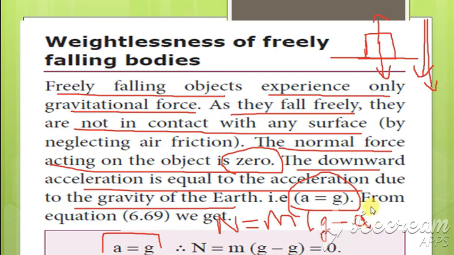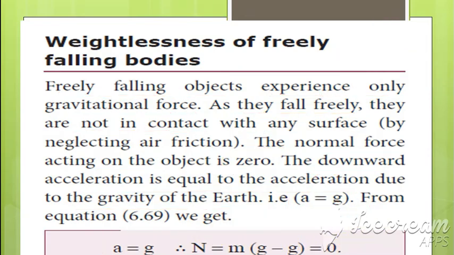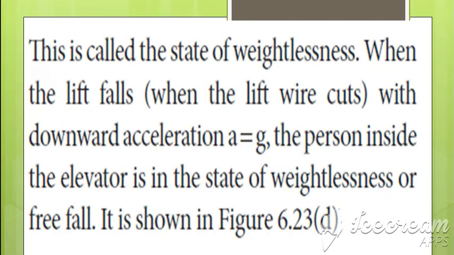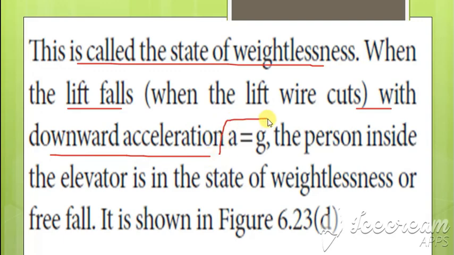Is it not? In this, substitute the value of a as g, so we get g minus g. G minus g is what? 0, and so N is equal to 0. That is, the normal force is equal to 0. This is called a state of weightlessness. Clear? When the lift falls with the downward acceleration, then a is equal to g. The person inside the elevator is in a state of weightlessness or free fall.